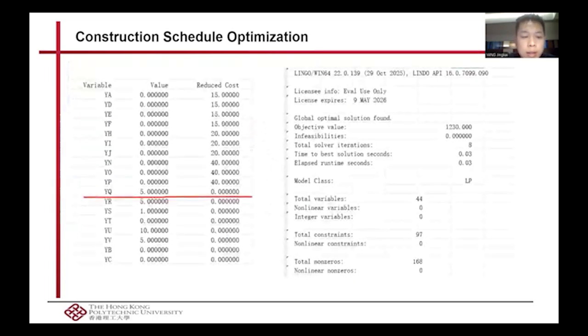And this slide shows the results from the Lingo software. For instance, at YQ, the value is 5, meaning it was accelerated by 5 days. And the final objective value is 1,230,000 Hong Kong dollars. Okay, that's all.